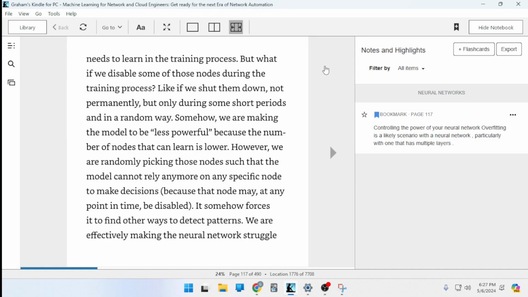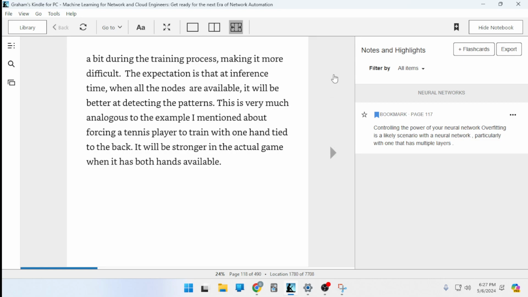However, we are randomly picking those nodes such that the model cannot rely anymore on any specific node to make decisions, because that node may, at any point in time, be disabled. It somehow forces it to find other ways to detect patterns. We are effectively making the neural network struggle a bit during the training process, making it more difficult.